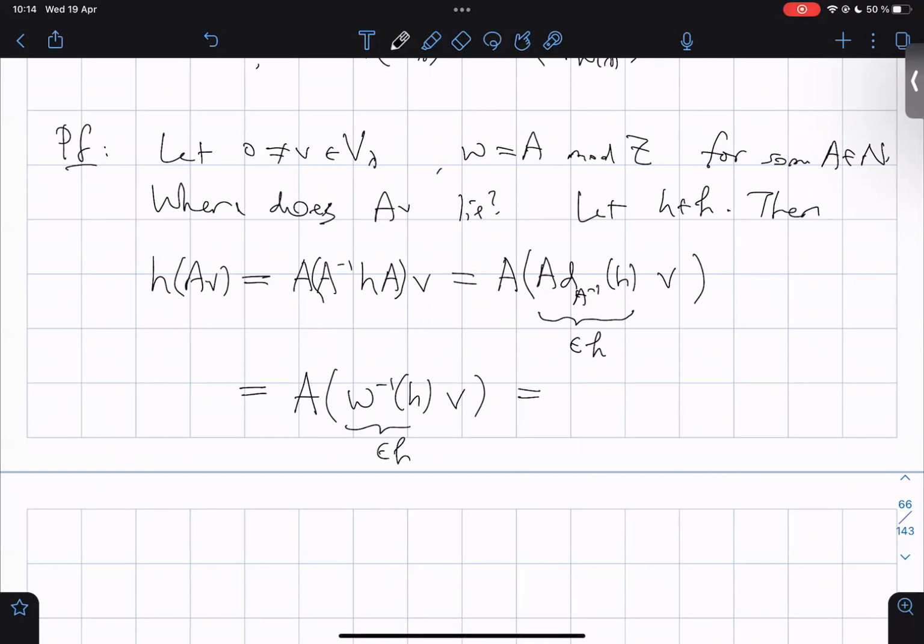So when I have something from H acting on a weight vector, it acts via just a scaling. A scaling by what? Well, this vector lives in this weight space with weight lambda. So I have to take this input, put it into the functional, and then get a number. So this is a number, and then I have this A acting. This acts linearly, so this number I could pull out front.